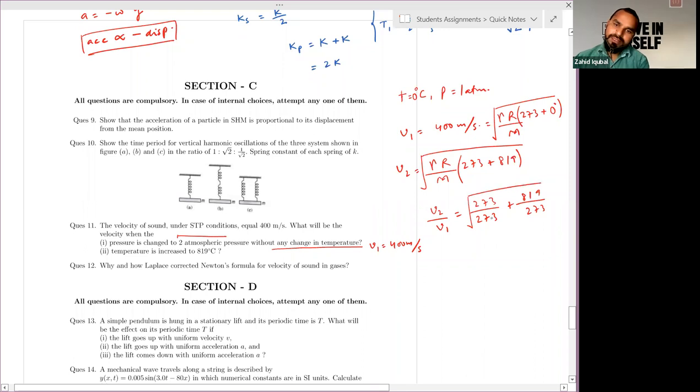root under. So this part and this part will cancel out one time. This part and this part will cancel out 3 times. So you're left with 3 plus 1, 4. On taking the square root, it will be 2. So V2 divided by V1, V2 will be 2 times V1. That will be 800 meter per second.